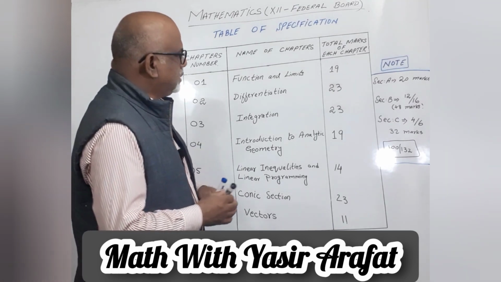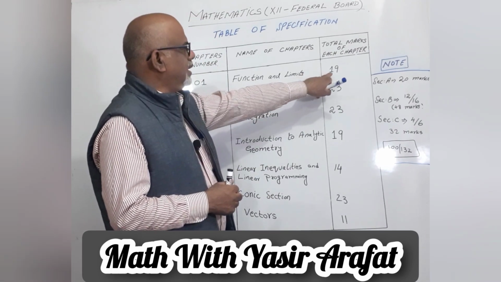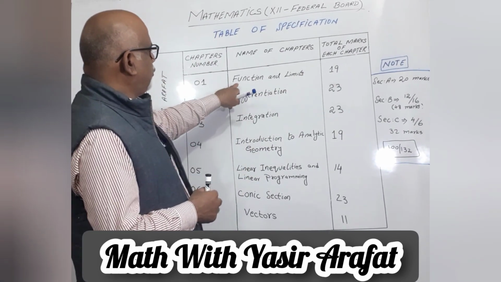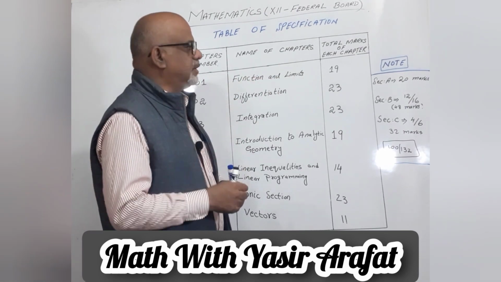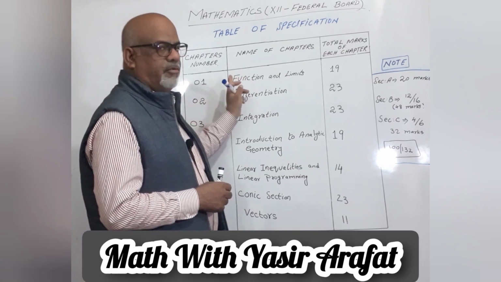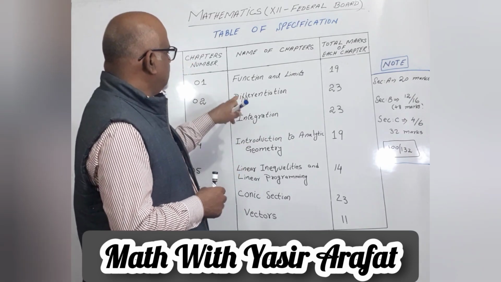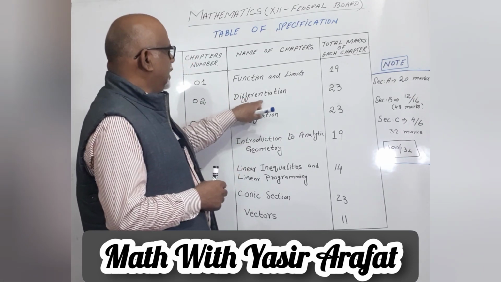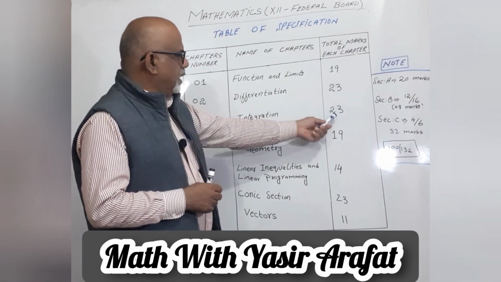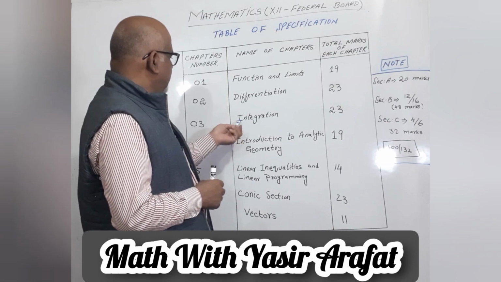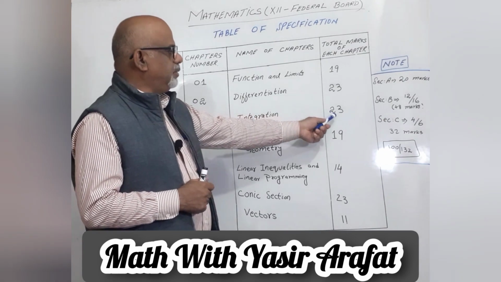Now we have to discuss the total marks that will be taken from each chapter. There will be 19 marks from chapter 1, function and limits. 23 marks will be selected from chapter 2, differentiation. 23 marks will also be taken from the chapter integration.